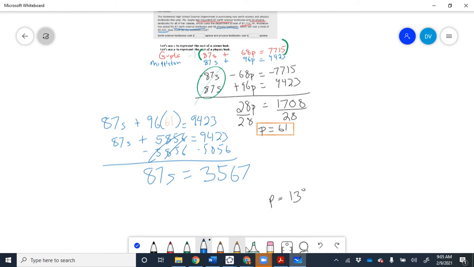I still have stuff that I didn't erase from my whiteboard from before. Sorry. We're still going to divide both sides by 87. Again, probably want to use your calculator for that. So if we divide that by 87, I get 41. Did you?